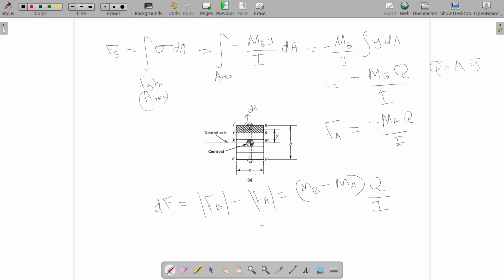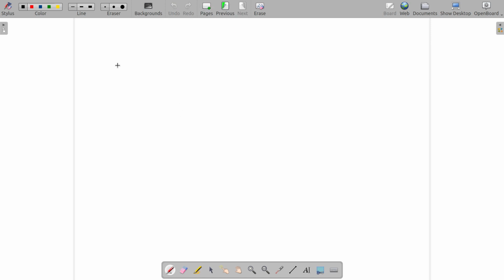You know that bending moment doesn't need to be constant throughout the length of the beam. It can vary. That's basically the reason why you draw bending moment diagrams, which can have variations. So for a differential length dx, we'll call that difference dM. So it's dM Q by I, and dF is equal to integral dM Q by I.